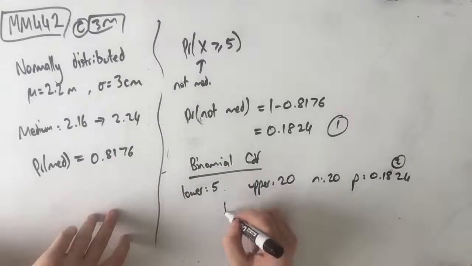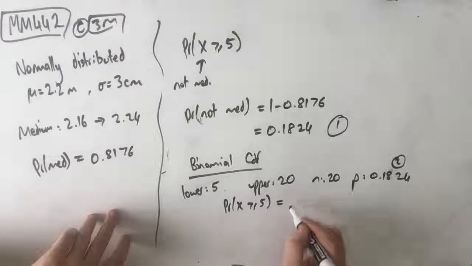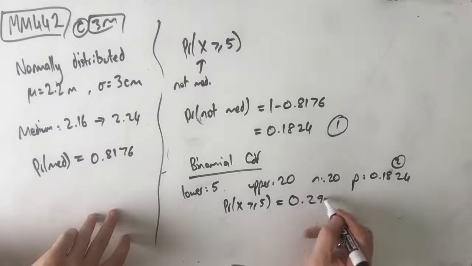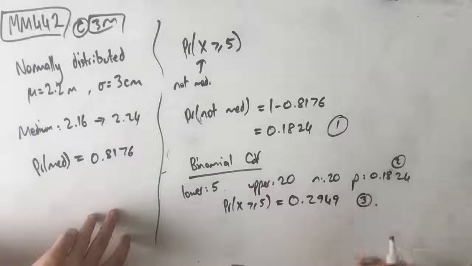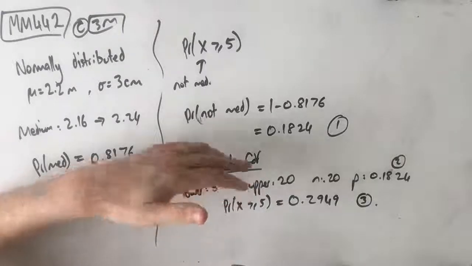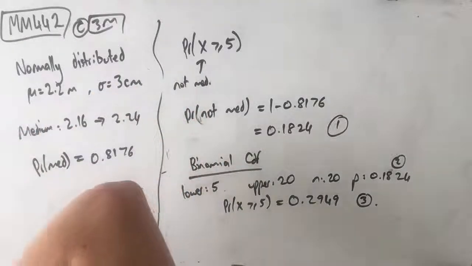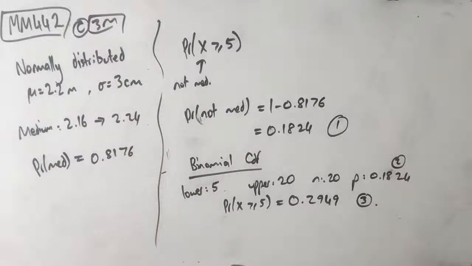Our third mark comes from actually doing this. So this gives us the probability that x is greater than or equal to 5, which is equal to 0.2949, which is our third mark. A lot of this is actually interpreting the question in terms of the marks that you get. It's just figuring out what to do, and that's what gets you the mark. So that's it. If you have any questions, let me know. But let's move on to part D.